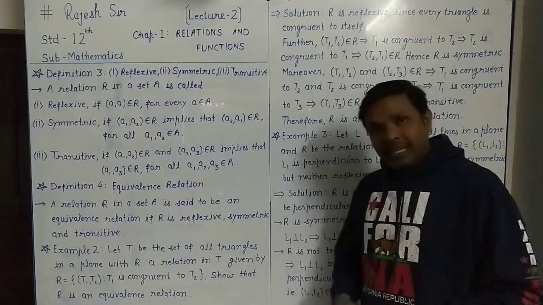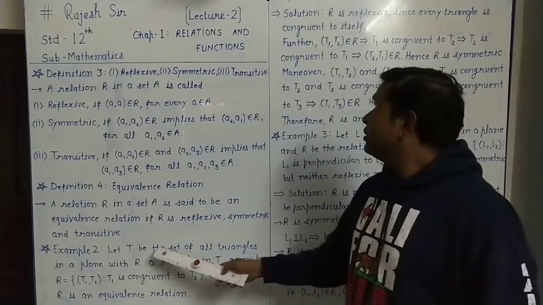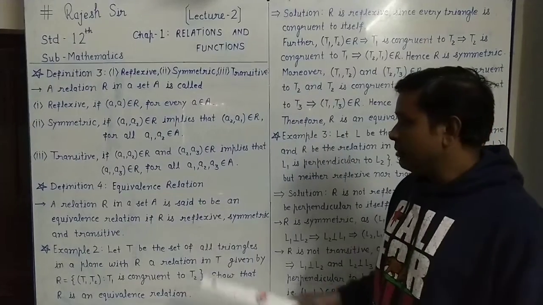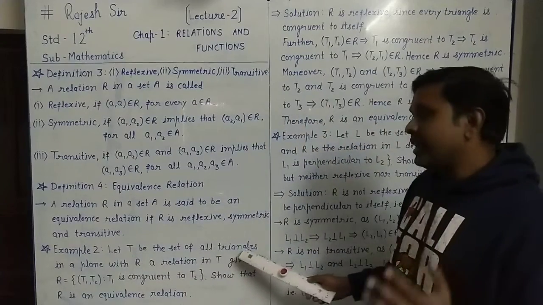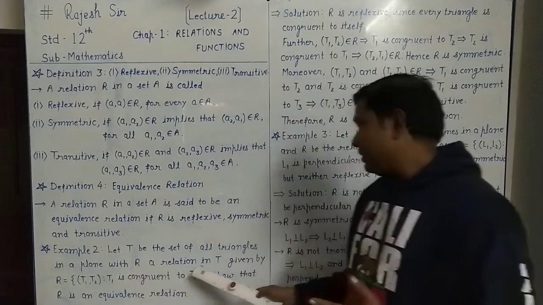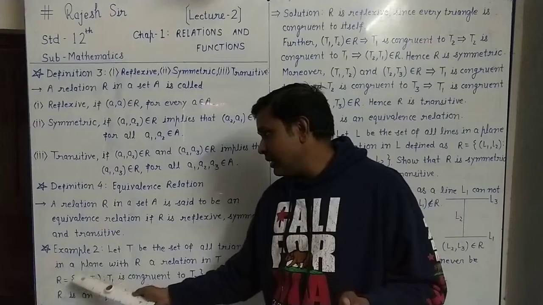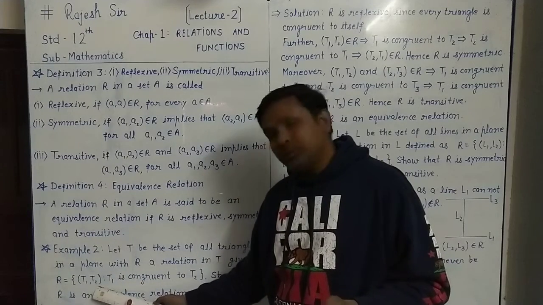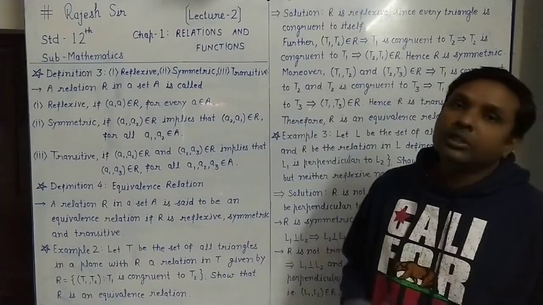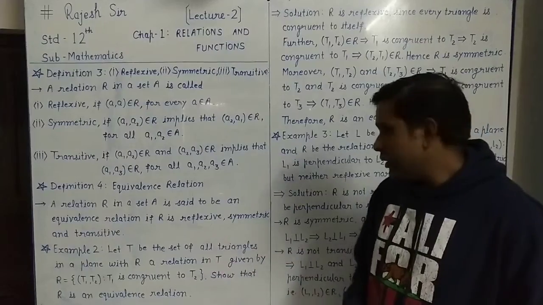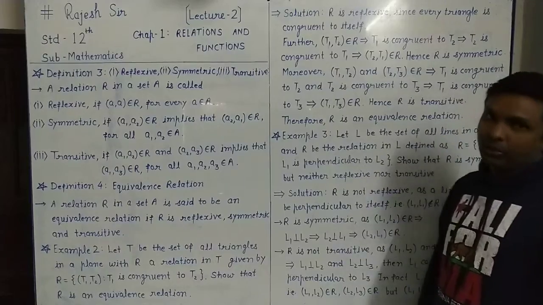Now we will see the examples. Example 1 was seen in the first lecture, so examples 2 and 3 we will see in this lecture, based on the equivalence relation. Let T be the set of all triangles in a plane, with R a relation in T given by R equals {(T1, T2): T1 is congruent to T2}. This is the relation. Show that R is an equivalence relation.